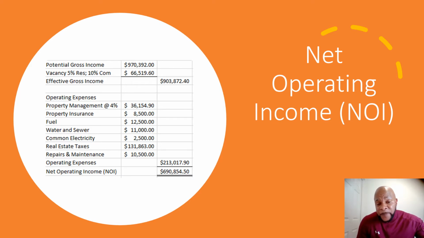The other expenses: property insurance, fuel, water and sewer, common electricity, real estate taxes, repairs and maintenance. Those are pretty standard. So once you take away your operating expenses from your effective gross income, you're going to get your net operating income. And this number is very important. As we go through the next few slides, you're going to see it's really foundational for all of what goes on in analyzing property. We're looking at the cash flow, and we're hoping to have strong positive cash flow.